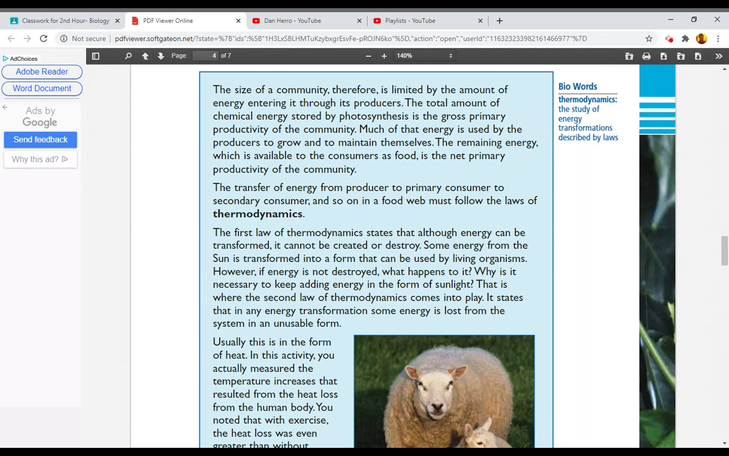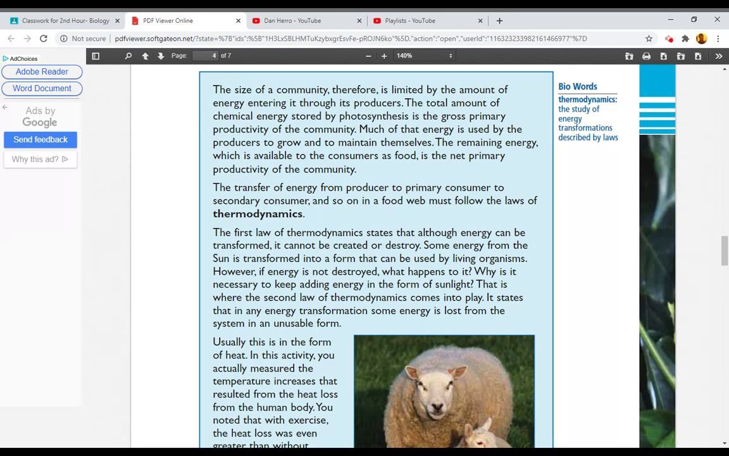The total amount of chemical energy stored by photosynthesis is the gross primary productivity of the community. Much of that energy is used by the producers to grow and to maintain themselves. The remaining energy, which is available to the consumers as food, is the net primary productivity of the community.